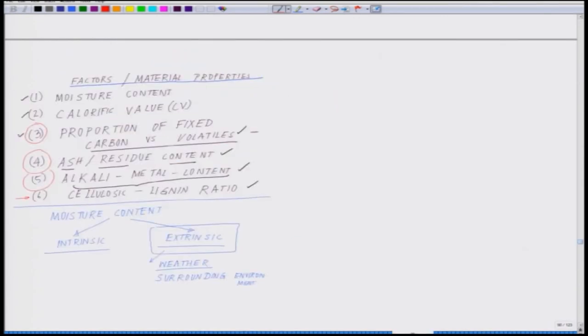So, that brings us to the list we made in the beginning, the basic parameters that are important. The moisture content, calorific value, proportion of fixed carbon versus volatile matter, VM versus fixed carbon FC, ash or residue content, alkali metal content, sodium, potassium, phosphorus, you have sulfur content, and you have the silica and everything, and last the cellulose to lignin ratio.